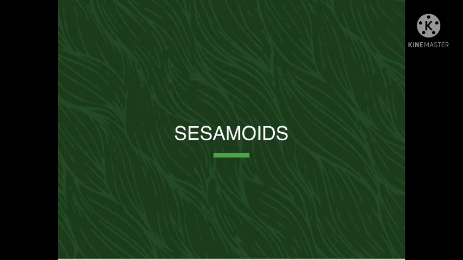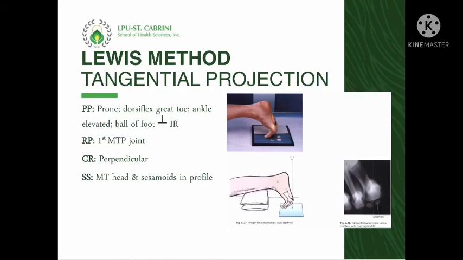Now let us proceed with the projections that will demonstrate the sesamoid bones. These are two small bones beneath the head of the first metatarsal and are also commonly fractured. First, we have the Lewis method tangential projection. The patient is in prone position with the great toe dorsiflexed. The ball of the foot should be perpendicular to the image receptor.